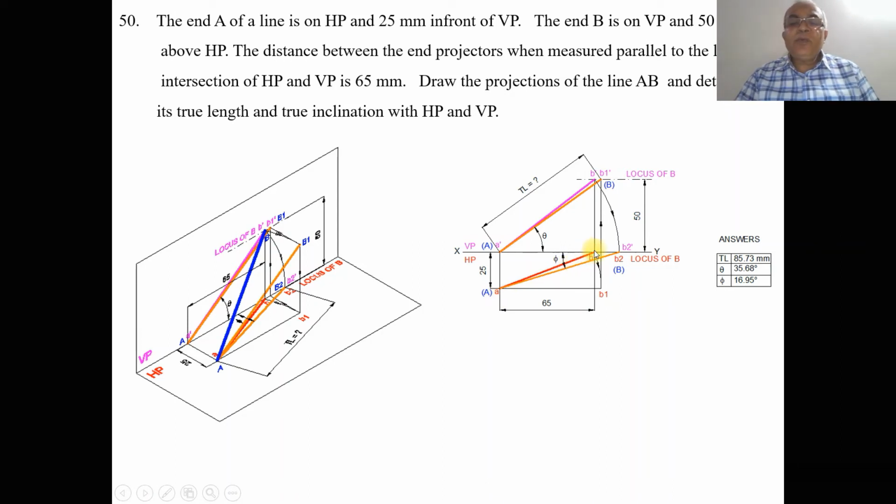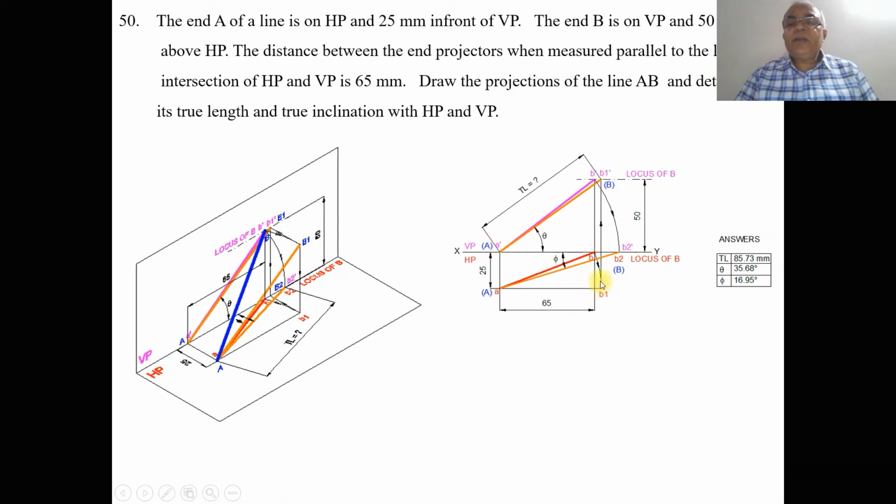How to make that line parallel to VP? With A as center, taking the radius of AB using the compass, you rotate it such that AB1 is going to be in front of VP by 25 mm. Now the line AB1 is parallel to VP. What will be the corresponding front view? The corresponding front view will be A dash B1 dash. So A dash is already here, B1 is here.